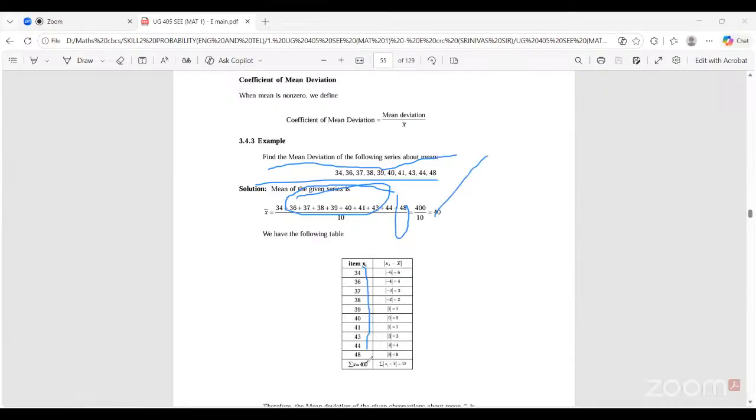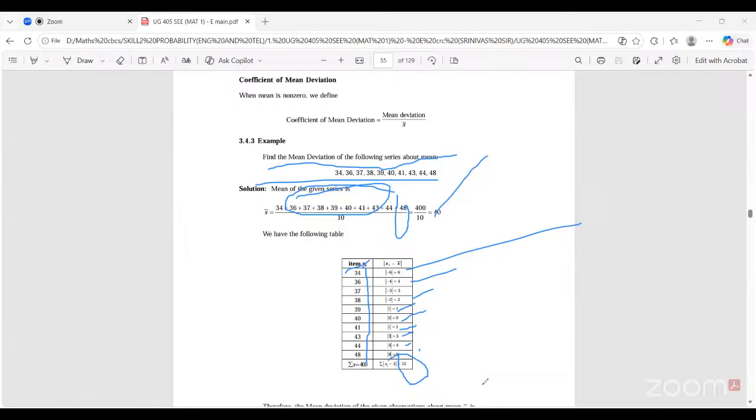See here, 34 minus 40 is minus 6, so |x minus x bar| is 6. 36 minus 40 is 4. So here a negative value should be taken as a positive value. 38 minus 40 is 2. 40 minus 40 is 0. 41 minus 40 is 1. 43 minus 40 is 3. 44 minus 40 is 4. 48 minus 40 is 8. So the total is 32. If a negative value is there, we can also take it as positive.